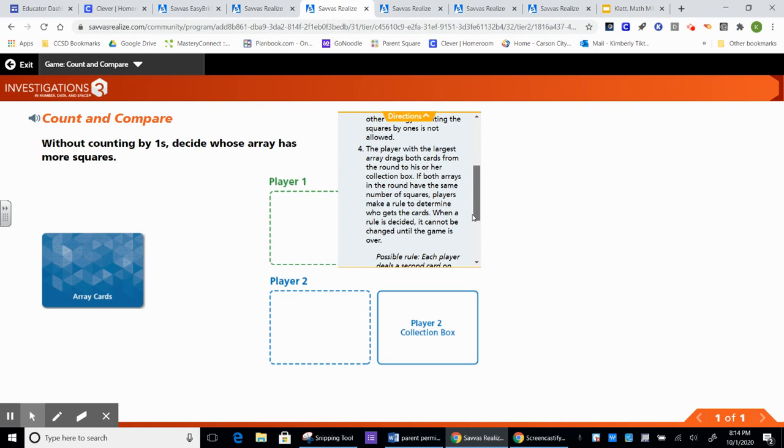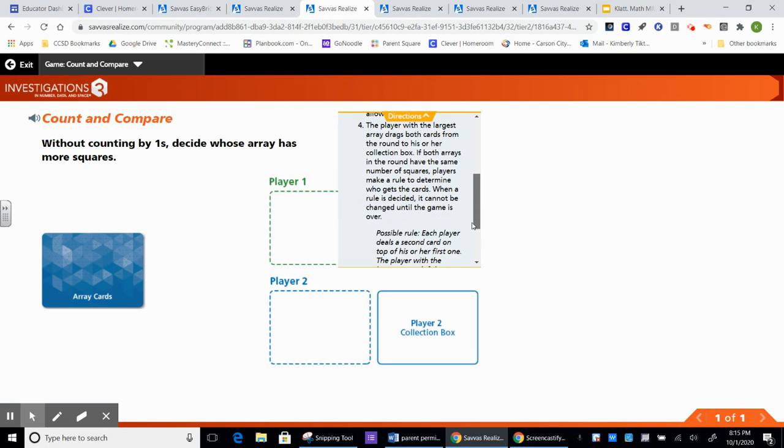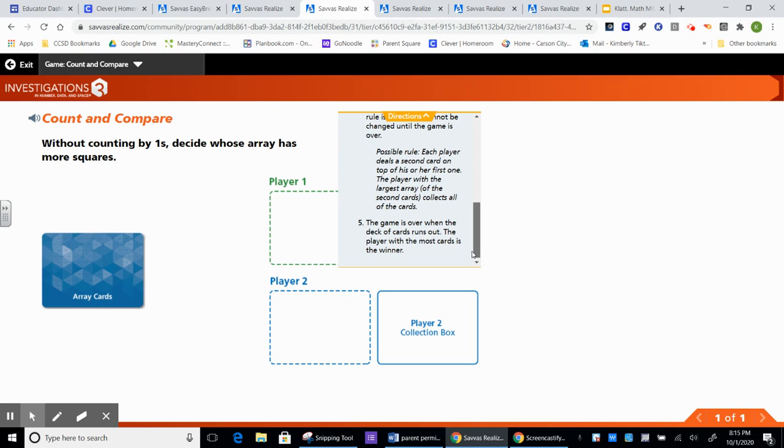The player with the largest array drags both cards from the round to his or her collection box. If both arrays in the round have the same number of squares, players make a rule to determine who gets the card. When a rule is decided, it cannot be changed until the game is over. Here's a possible rule. Each player deals a second card on top of his or her first one. The player with the largest array of the second cards collects all of the cards. The game is over when the deck of cards runs out. The player with the most cards is the winner.